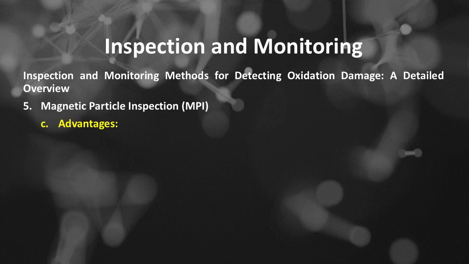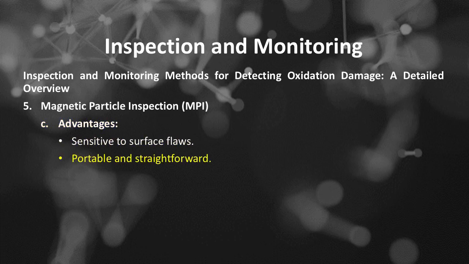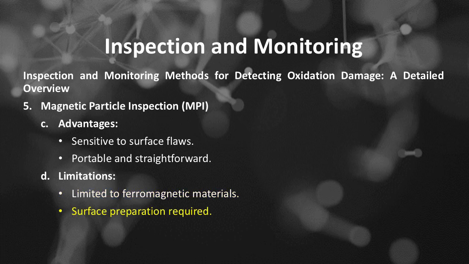Magnetic particle inspection advantages include being sensitive to surface flaws, portable, and straightforward. Magnetic particle inspection limitations include being limited to ferromagnetic materials, and requiring surface preparation.